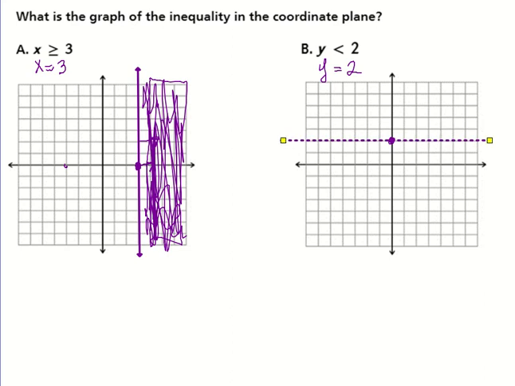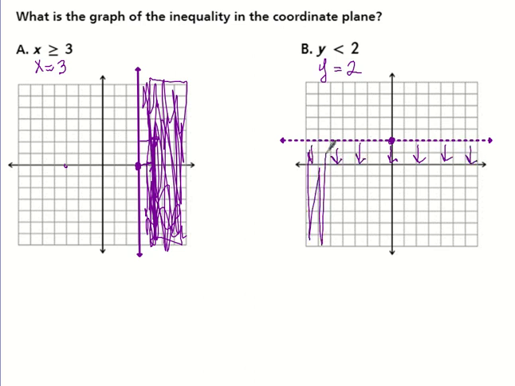This line is my boundary, but I can't cross over it, and it's not a part of my answer. So we draw a dashed line. Now in this case, we want y to be less than 2. So if we look, here's 2. Well, this is less than, and this is less than, and this is less than, right? This is the direction that less than 2 would happen.